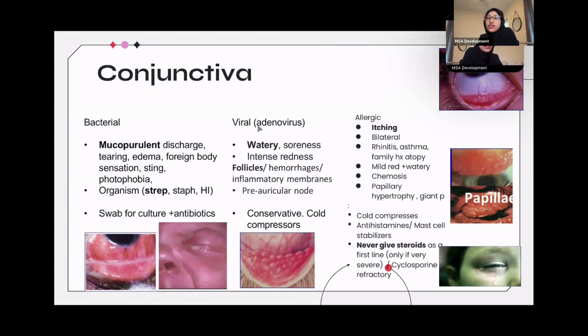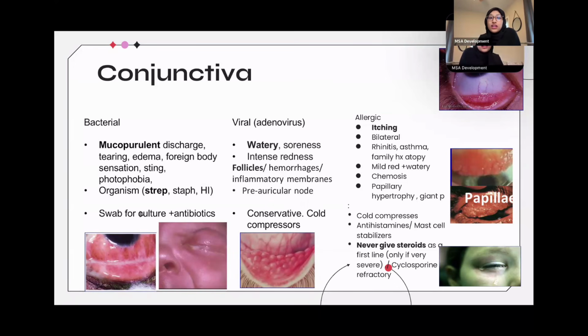Now, what about viral? The most common is adenovirus, and it's watery discharge. That's it. Watery discharge that can cause something called follicles. Because it's irritating the eye, it will cause small bumps in the eye. Other things are that the lymph nodes will be enlarged because it's a viral illness. Think virally: the lymph nodes, runny nose, redness of the eye, and so on. Viral infections are treated conservatively, and you put cold compresses.